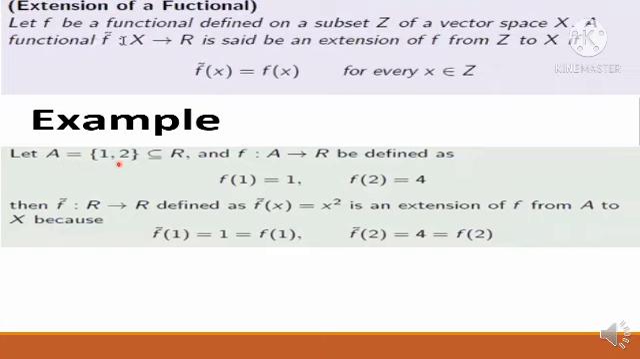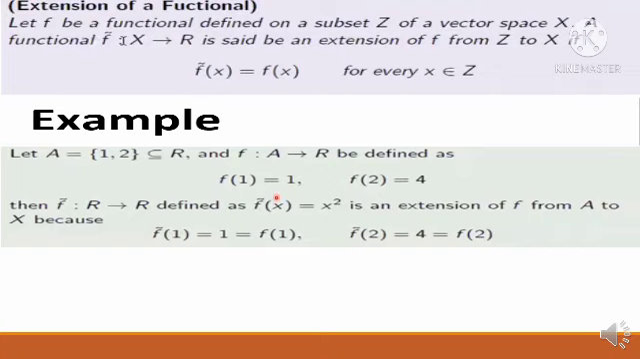Let A equal {1, 2}, which is a subset of R, and f from A to R be defined as f of 1 is equal to 1 and f of 2 is equal to 4. We will find an extension of f. Then f tilde from R to R defined as f tilde of x is equal to x squared. So this f tilde is an extension of f.